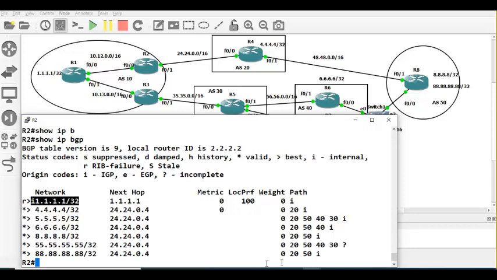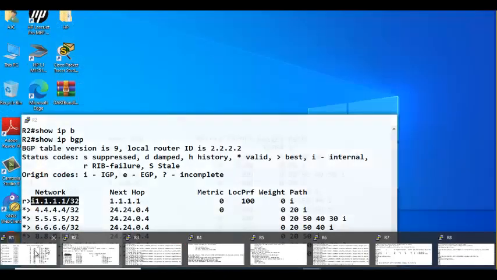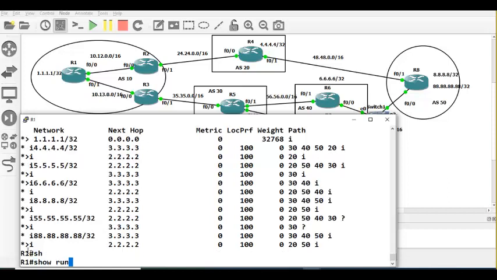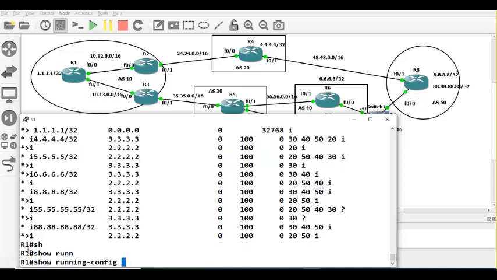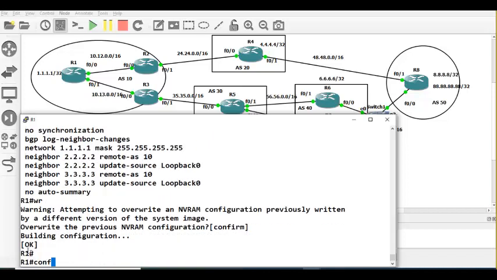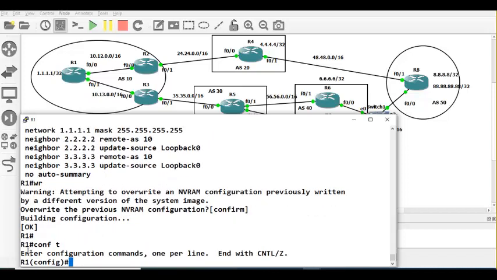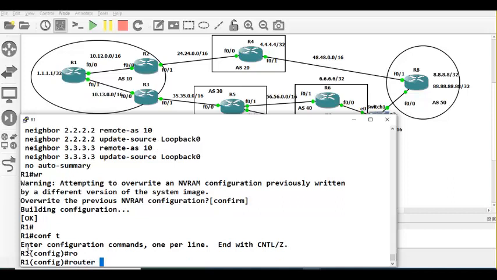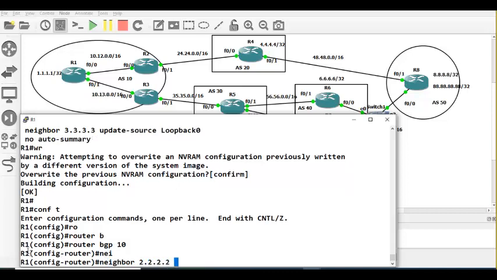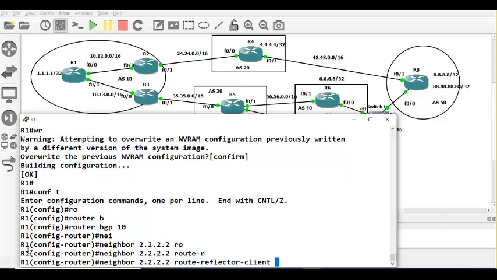What happened? R1 has got a lot of routes. It is not giving them. Show run section. I want to check the route reflector command. Yeah, see, I didn't save yesterday. That's the problem. Router BGP, neighbor, route reflector command. Okay.